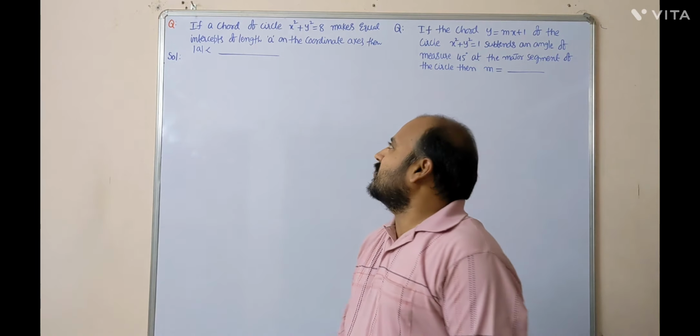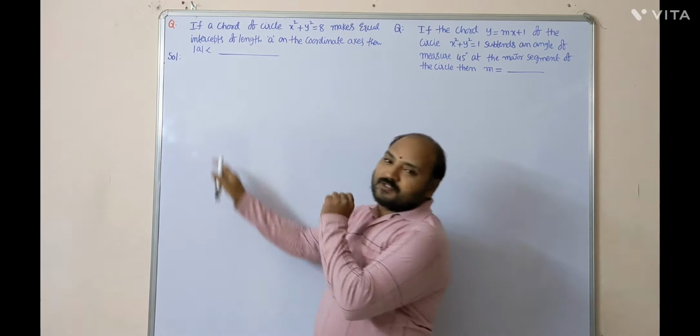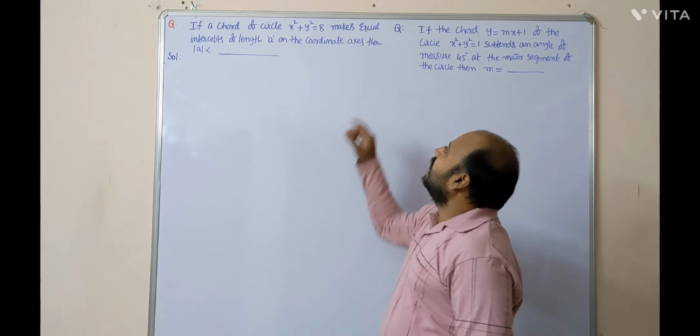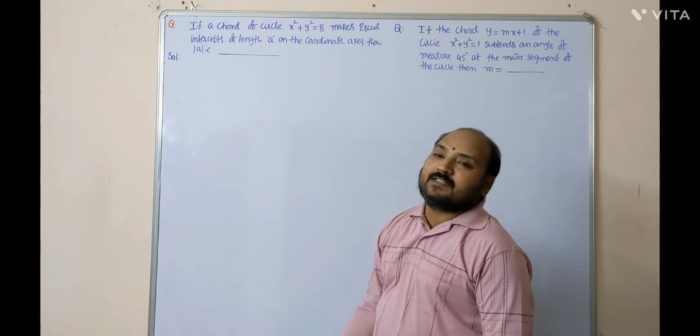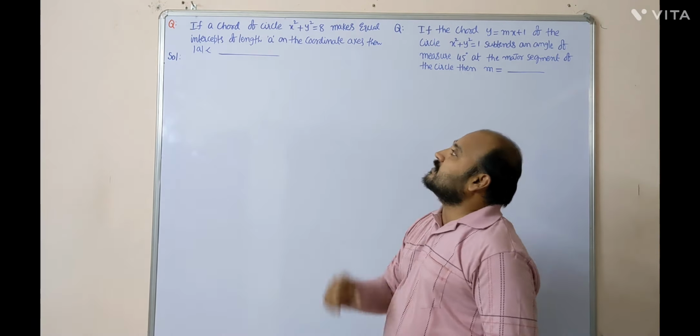Yes, the next question. These two are also integer type questions. If a chord of the circle x square plus y square equal to 8 makes equal intercepts of length a on the coordinate axes, then mod a is less than what? So how to get this value? Only the circle information is given, and a chord making equal intercepts is mentioned.